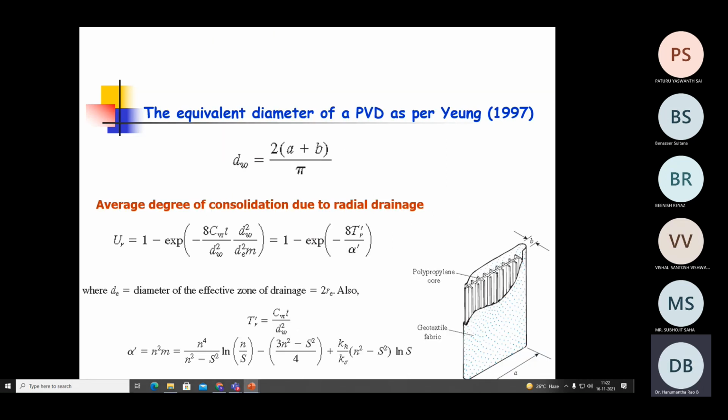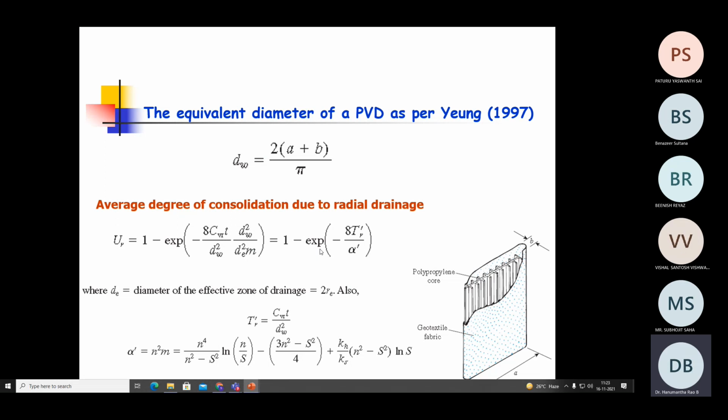So then, what kind of equations are used? Because we are always talking about how to determine the equivalent diameter and so on. But how should I calculate the degree of consolidation that was achieved over a period of time? Here we can use this equation: Ur equals 1 minus exponential of minus 8Tr by alpha dash, where Ur is the average degree of consolidation due to radial drainage.